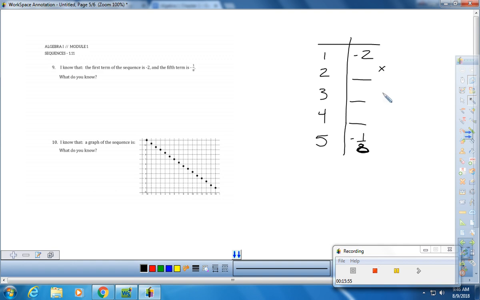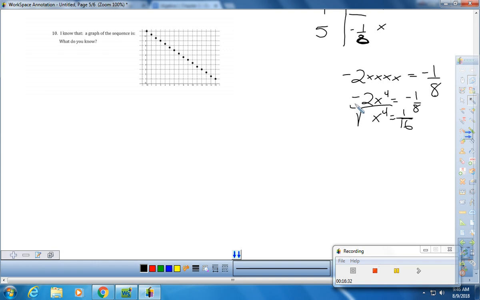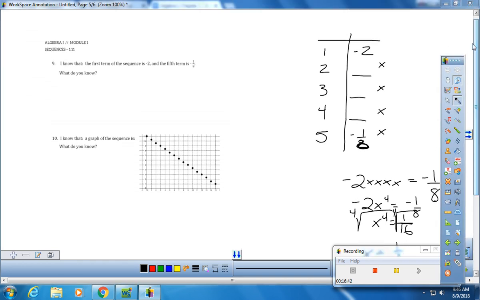So we're going to multiply it, multiply it, multiply it, and multiply it. So negative 2 times x times x times x times x equals negative 1/8, not a third, an eighth. So negative 2x to the fourth is negative 1/8. Divide both sides by negative 2, x to the fourth is positive 1/16. Take the fourth root of both sides. And you get x is a half. So now we know that each time we're multiplying the previous one by a half.